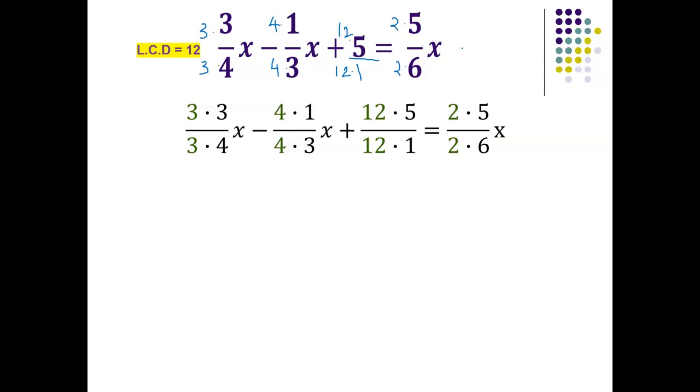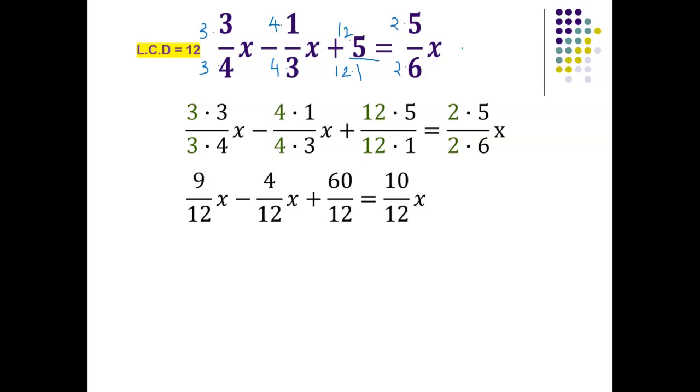So this is what I have done in my next step. I multiplied by the number in such a way that I get 12 in the bottom. So now if I go ahead and multiply them, I will get 3 times 3, 9 over 12, minus 4 times 1, 4 over 12, plus 12 times 5, 60 over 12 times 1, 12, equals 10x over 12. Once you see that the denominator is the same, the shortcut that you can use is to just eliminate the denominators. This technique, you can do only with an equation, not with an expression.